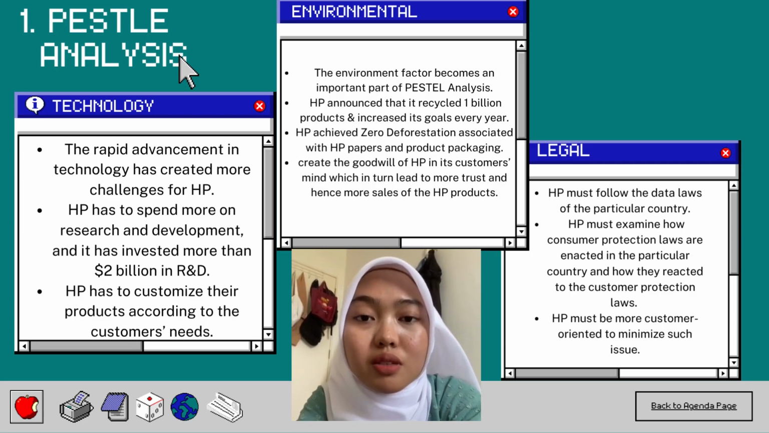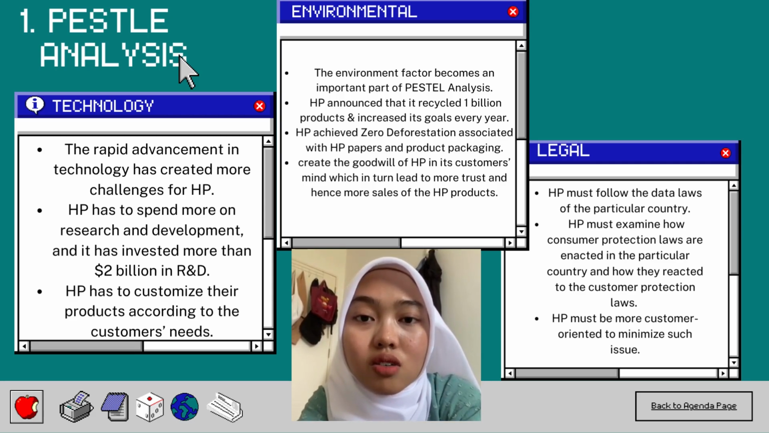With the rapid advancement of technology, HP's competition increased at an unprecedented rate. Even Lenovo got ahead of HP in terms of revenue and selling of several products because Lenovo offers the same products with more advancement but at a cheaper price. To keep up with its competitors, HP has to spend more on research and development, and it has invested more than $2 billion in R&D.